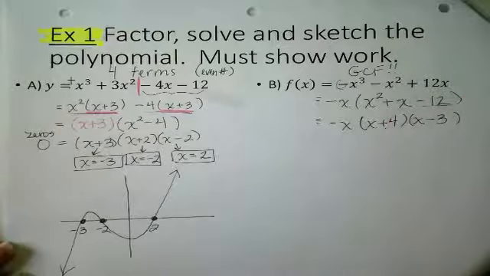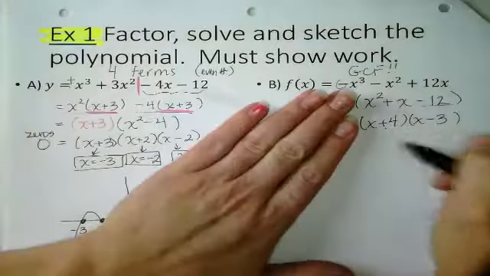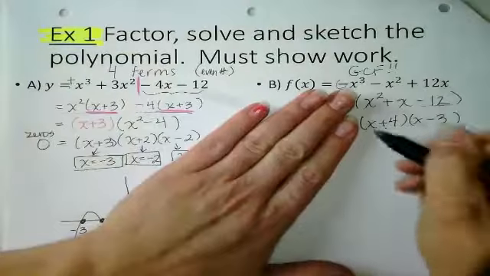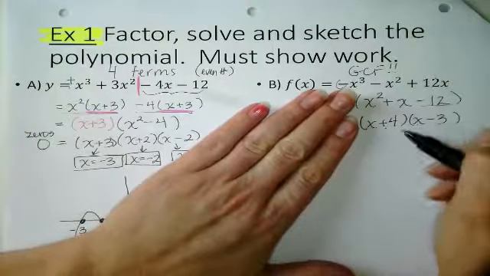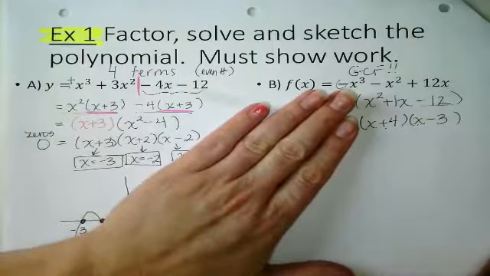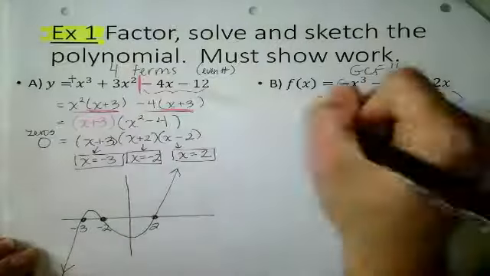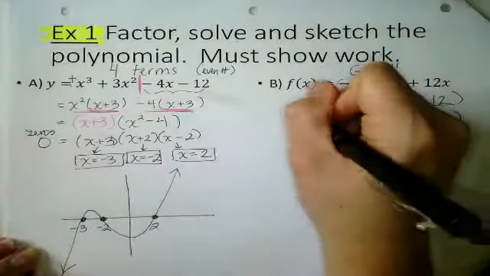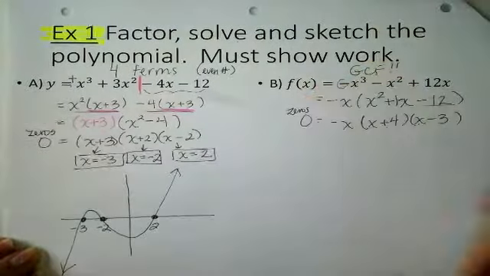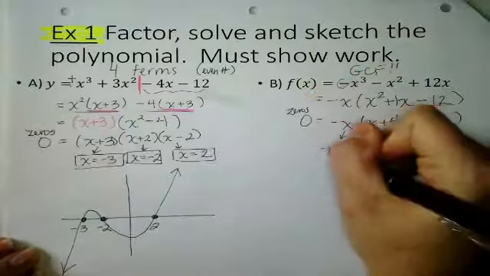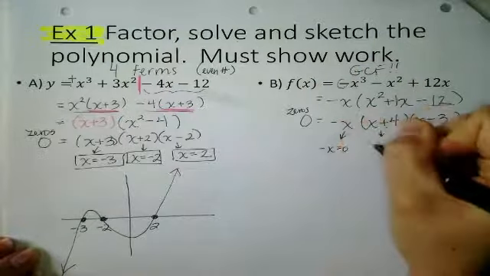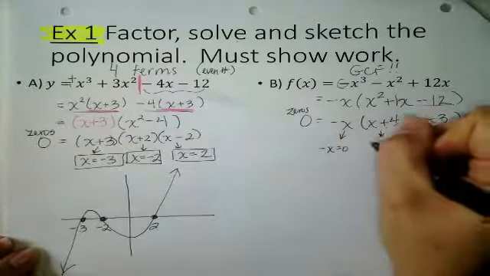+4 and -3. How do you know if you did it right? Check the rainbow. -3x and +4x gives us that +1x in the middle. Now we want to find the zeros. We set it equal to 0, which means we're going to set each factor equal to 0.